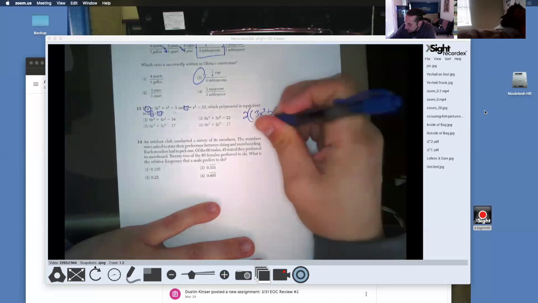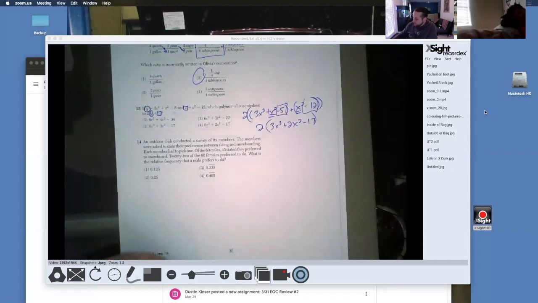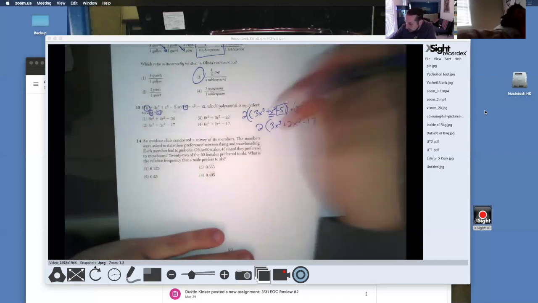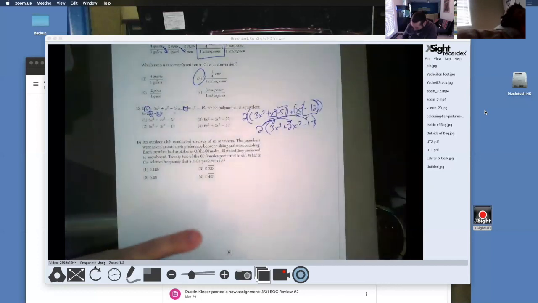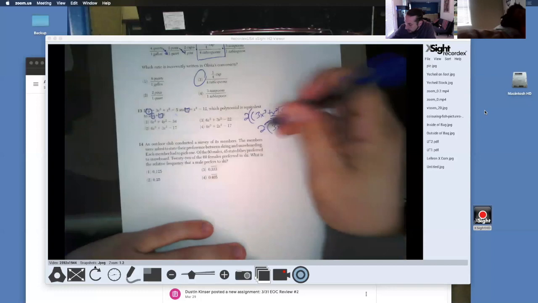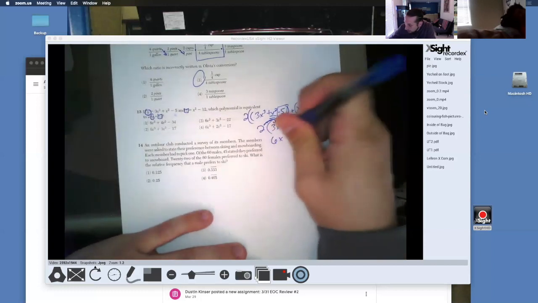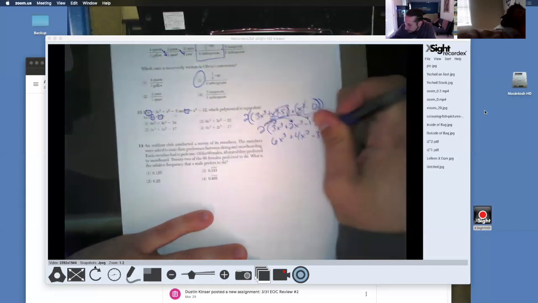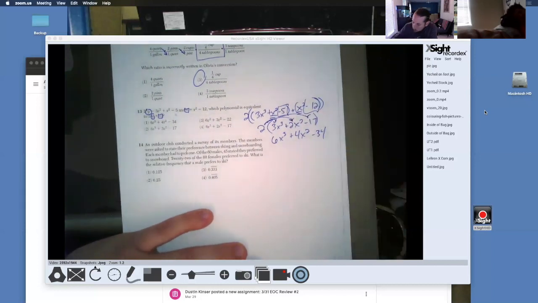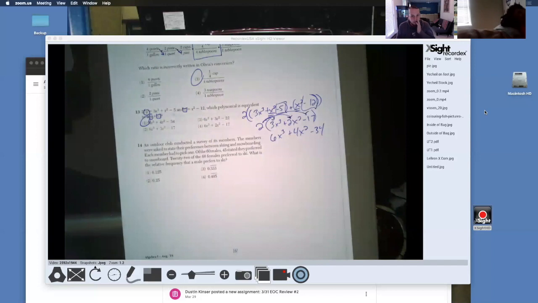Now you also have the 2 out front here still, so you have to distribute that. So this gives me 6x cubed. This gives me 4x squared, and this gives me -34. So that's going to be answer 1.